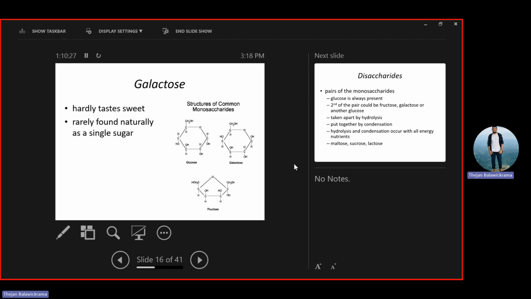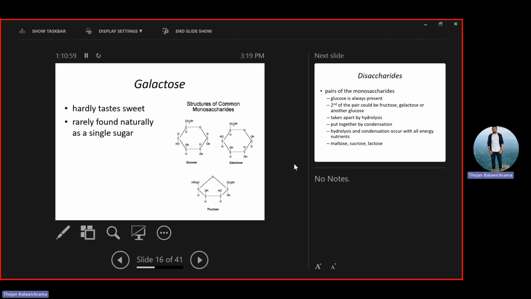So this is not highly available like glucose and fructose. That's why I say that it's rarely found naturally as a single sugar. The other two are both present as single sugars, but not galactose. Monosaccharides understood, right?